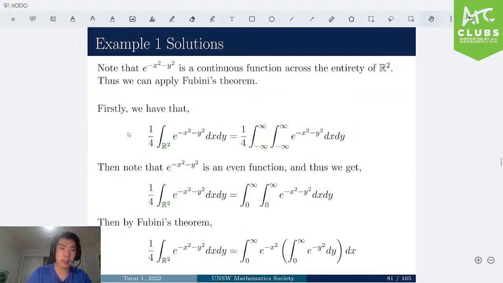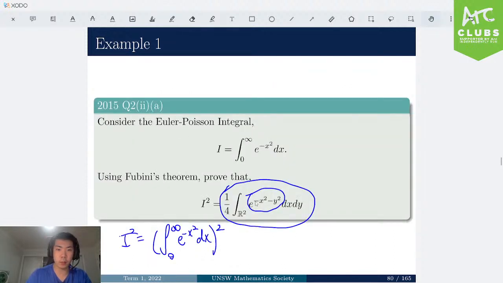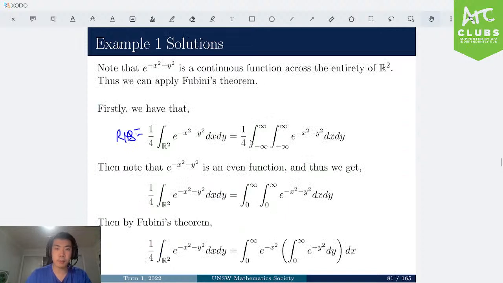So firstly, we have that our right-hand side, I'll just copy that down from before, is a quarter integral blah blah blah. And this equals a quarter of the integral from negative infinity to infinity, integral from negative infinity to infinity, of e to the power of negative x squared minus y squared dx dy. I basically just broke up R squared into two integrals from negative infinity to infinity on the y-axis and negative infinity to infinity on the x-axis. Okay. Now note that this is an even function, right? So if I plugged in f of negative x, it would still just be this, which is still f of x.